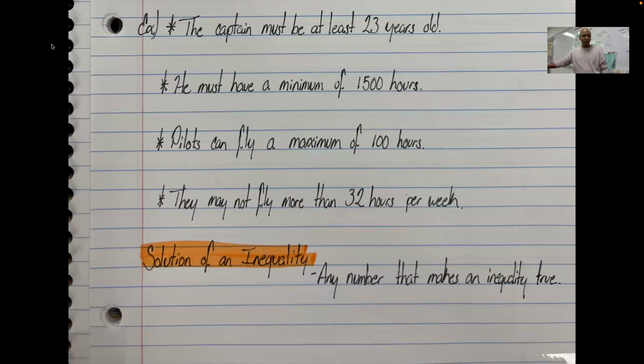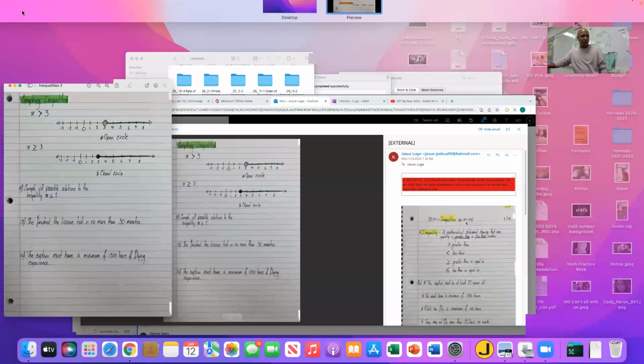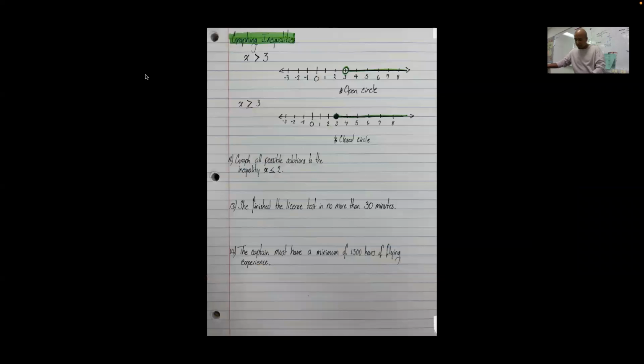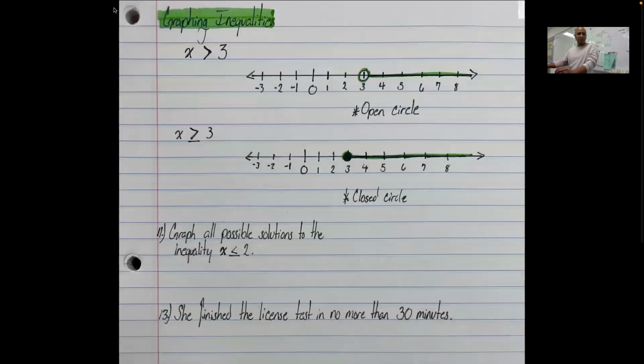Okay, so before we go on, and I don't want this video to be too long, and again, I realize we're barely starting this, so you're going to see a lot more of this later. Let's talk about graphing inequalities. Let us graph an inequality.